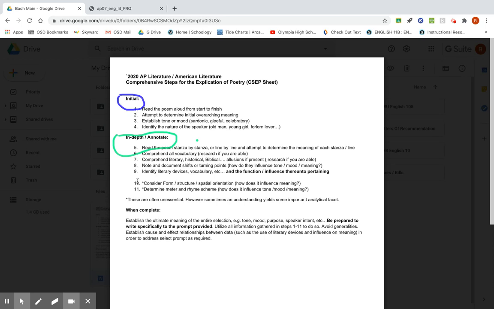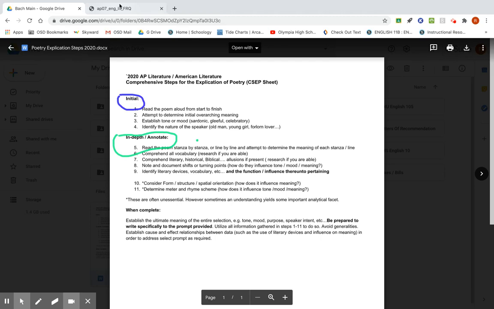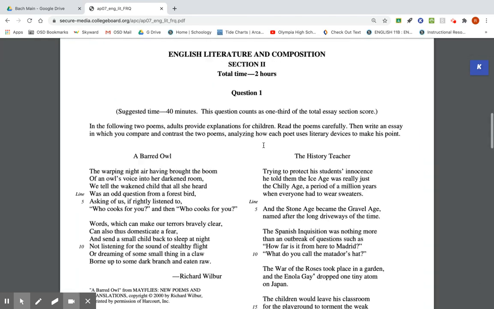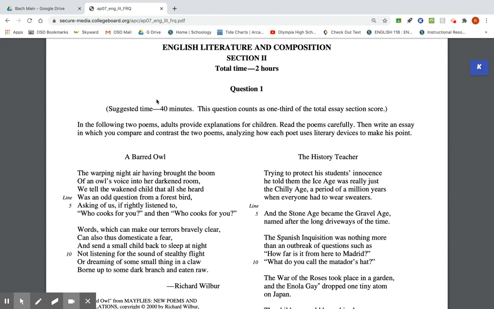And then when we've done those things, we'll have done everything that we need to do to handle whatever task comes next. So for instance, here we have the 2007 FRQ. And in real life, we'd have about 40 minutes to write on this.